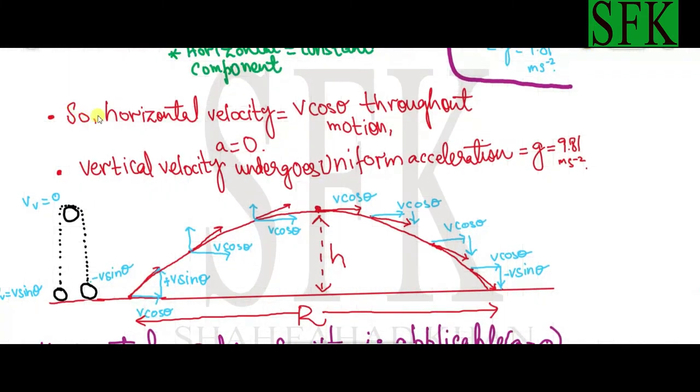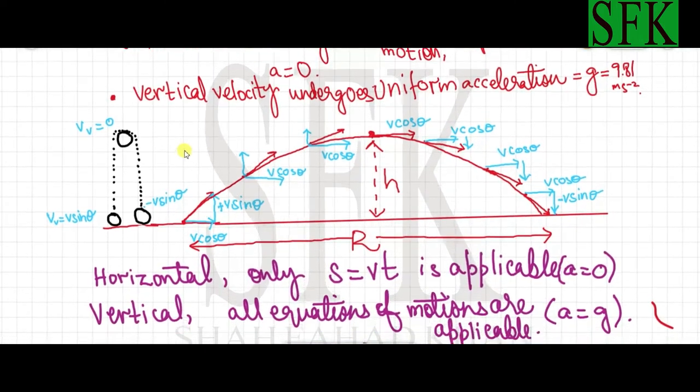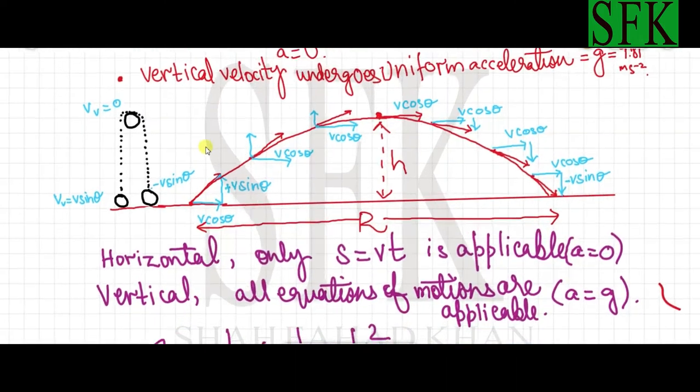So the takeaway points are: the horizontal component of velocity is v cos theta, which remains constant throughout the motion, and its magnitude also remains constant at v cos theta. And because the horizontal acceleration is zero, the vertical velocity undergoes uniform acceleration of 9.81. Now let's look at projectile motion in a bit more detail.